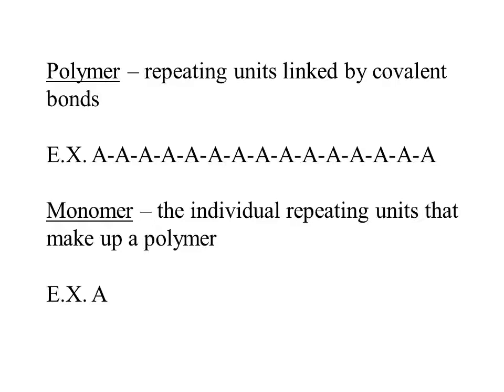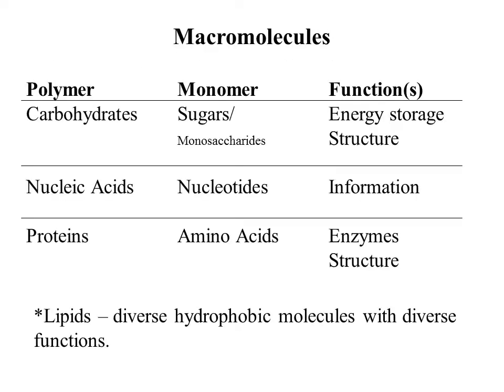So a polymer is basically just a repeating unit linked by covalent bonds, here depicted as a string of A's. The monomer is the individual repeating unit that makes up that polymer, so the single A. So as we begin to study macromolecules, you need to have a working knowledge of both the monomeric and the polymeric form for the particular macromolecule that we're discussing.